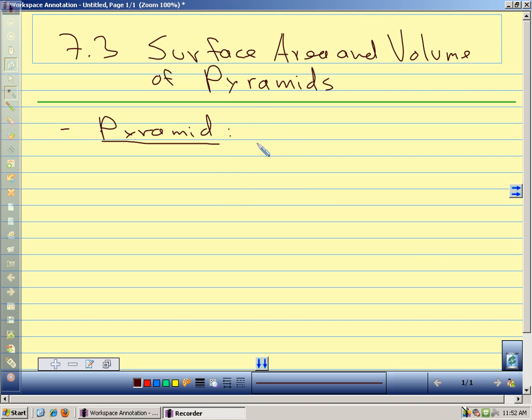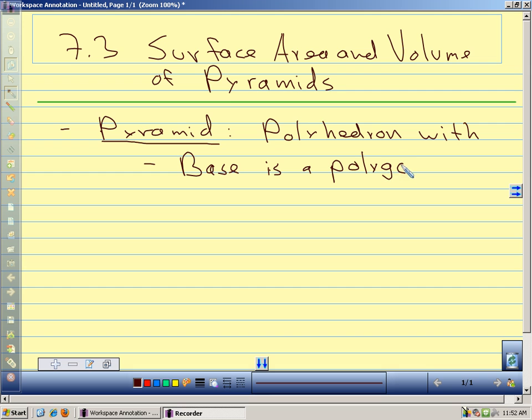So let's start off with the parts of our definition. Pyramids are polyhedrons, and they have all of these different things. A base, and the base is a polygon. So the base can be any polygon. It doesn't have to be a square, doesn't have to be any particular shape.